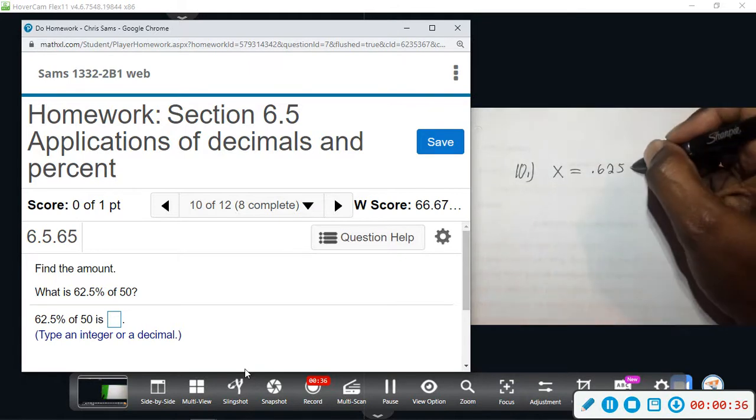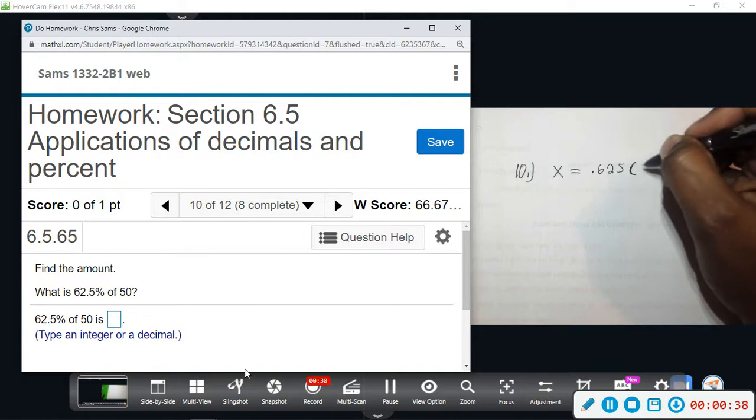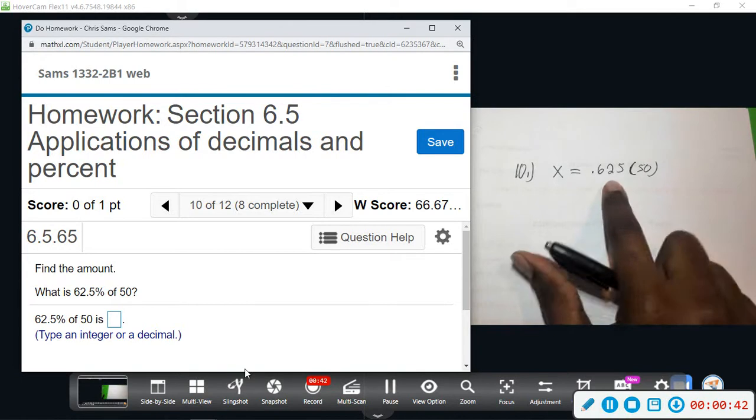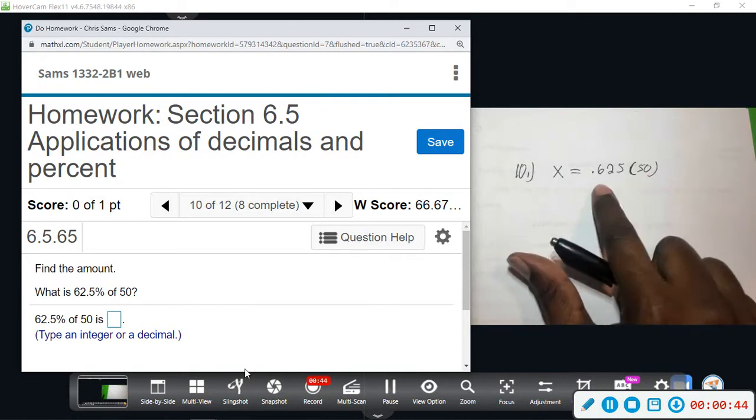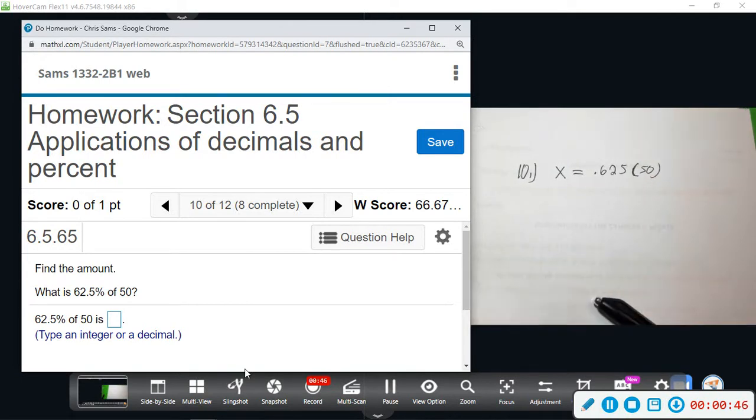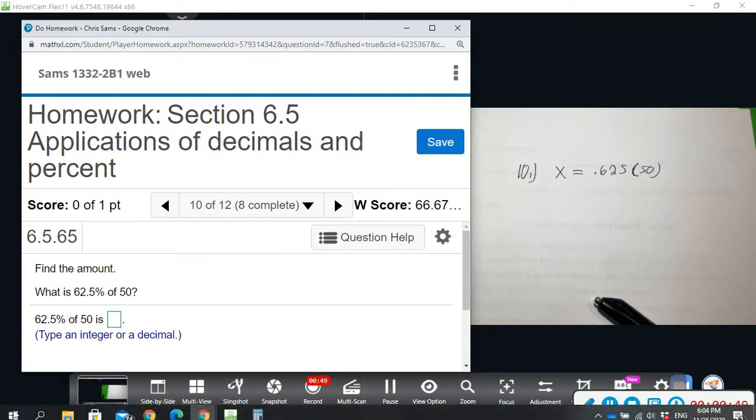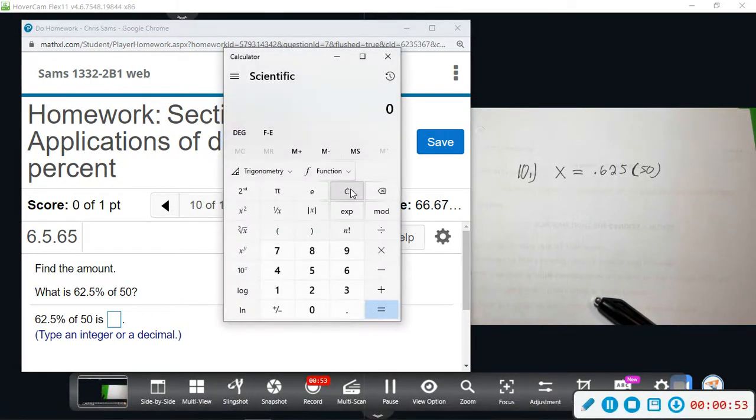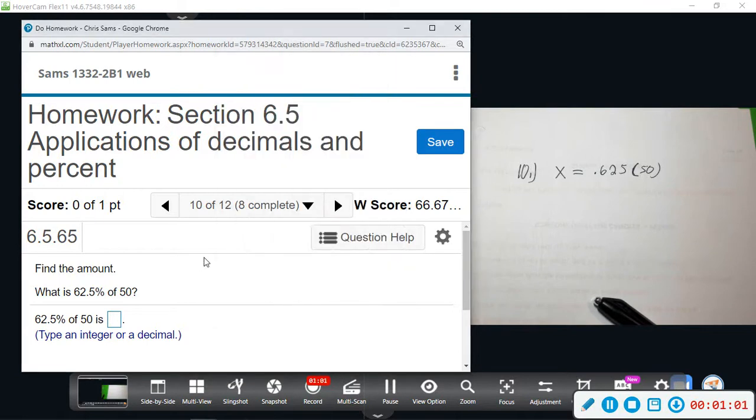Of means to multiply, so you can put a little times. I just do parentheses and butt them up against each other. So we're going to be doing 50 times this number here. So clear this out. We're going to do 0.625 times 50. That gives us 31.25.